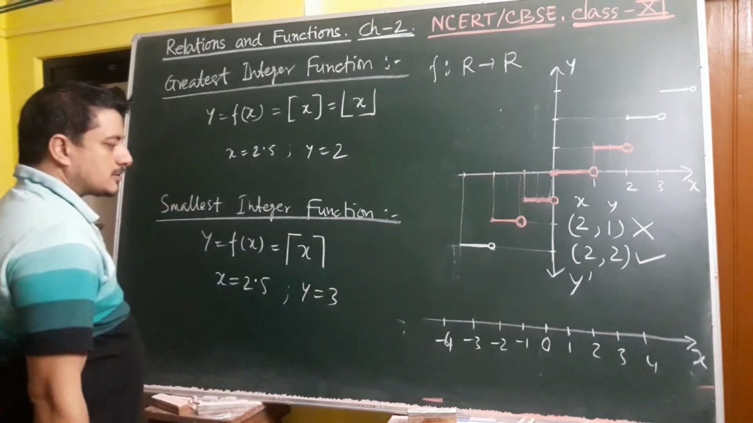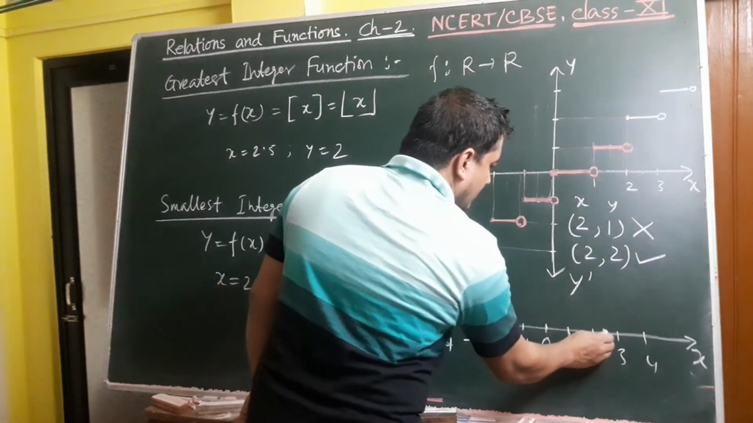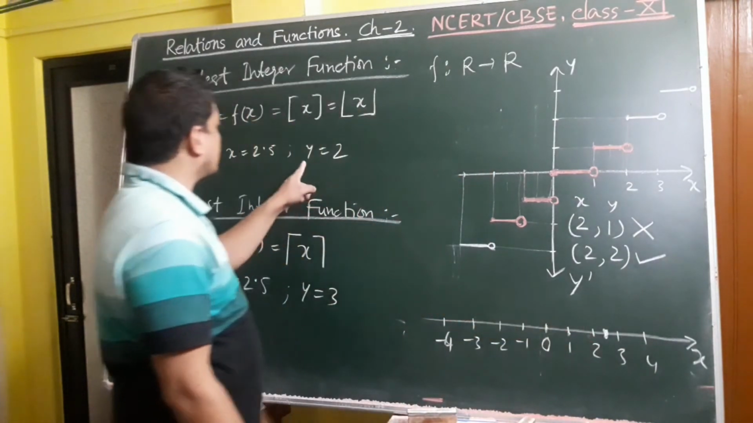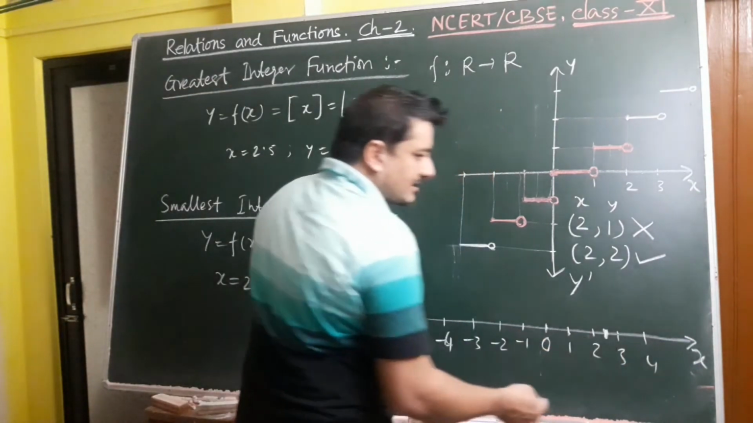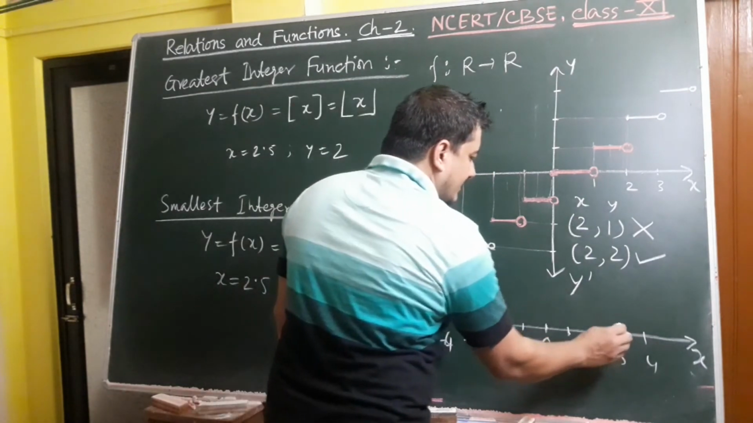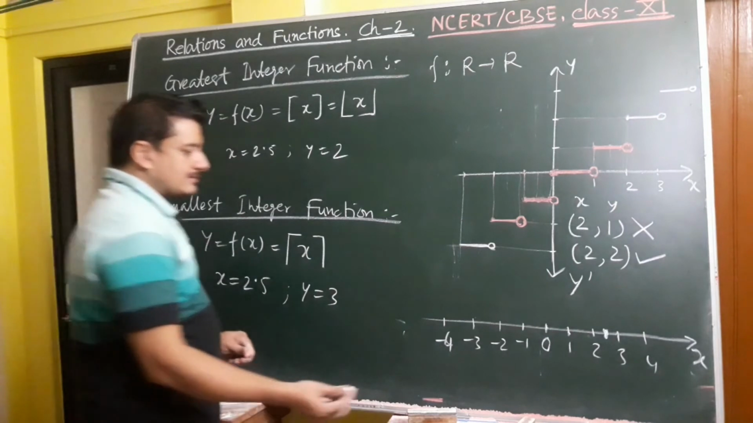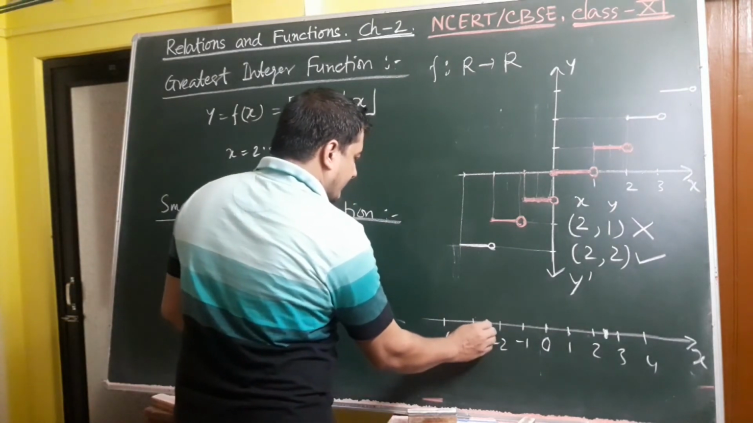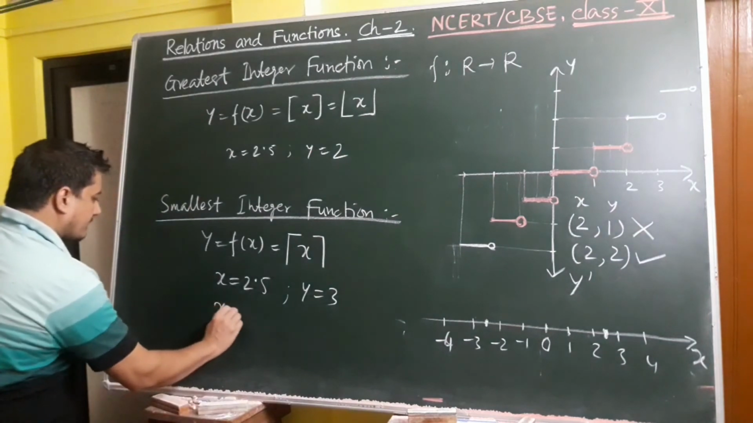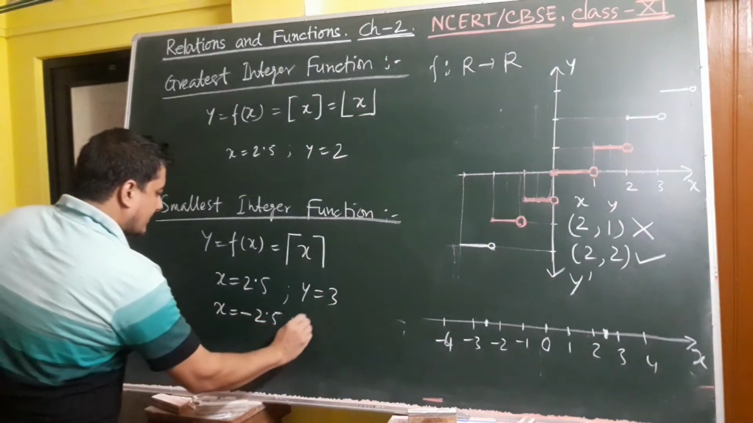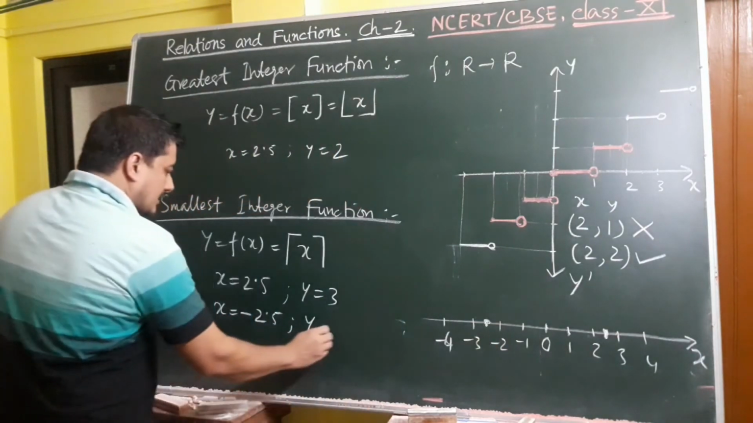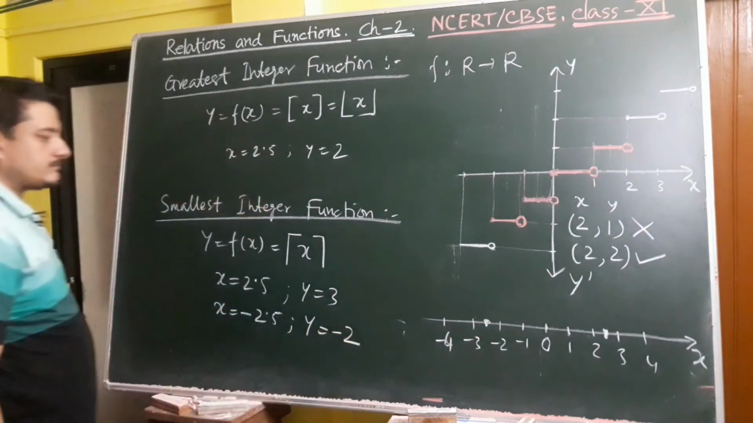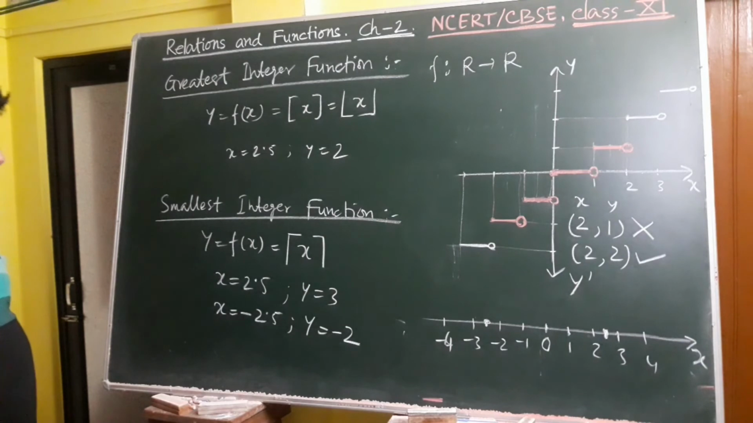Y will be 3. So 2.5 is somewhere here. For the greatest integer function it will be 2. For the smallest integer function you have to move to the right, and the first integer that you encounter immediately will be the answer, so this will be 3. Similarly, if it is minus 2.5, then y equals how much? You have to move towards the right, so the answer will be minus 2. I hope this is clear to you.